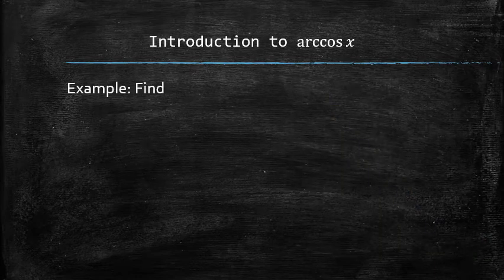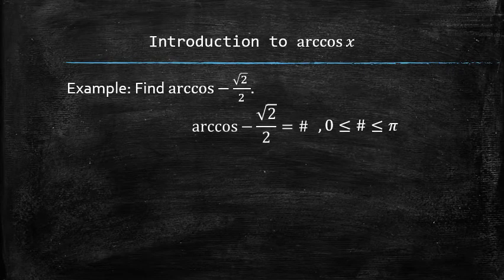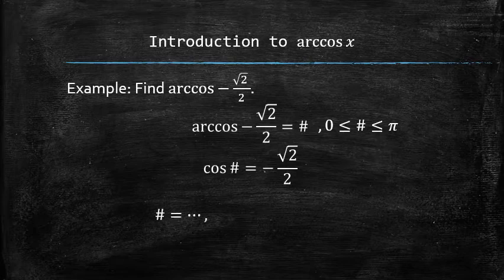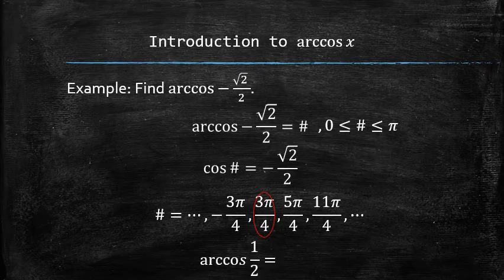For example, let's find the arccosine of -√2/2. We are looking for some value that is between 0 and pi, such that cosine of that value is equal to -√2/2. There are infinitely many values for which cosine is equal to -√2/2. However, only one of them is in the desired interval. Therefore, the arccosine of -√2/2 is 3 pi over 4.